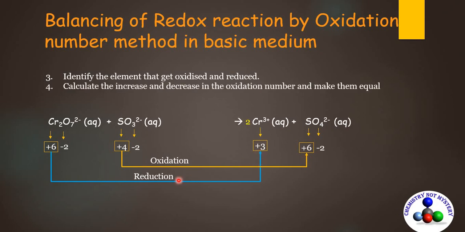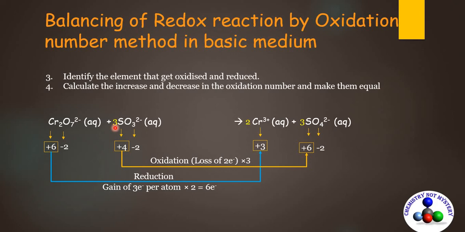Now calculate the increase and decrease in oxidation number and make them equal. Here oxidation number of sulfur is increased by 2 and oxidation number of chromium is decreased by 3. That means 2 electrons are produced in oxidation of sulfur and 3 electrons are consumed in reduction of chromium. But there are 2 atoms of chromium. So total 6 electrons are consumed in reduction of chromium, and to balance the number of electrons we need to multiply the oxidation reaction by 3. So we need to put 3 in front of sulfur on both sides of the reaction.